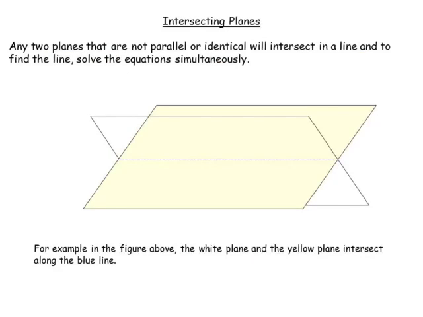The last topic we will talk about today is the fact that any two planes that are not parallel or identical will intersect. And when they intersect, they are going to form a line. So what we are going to work on is finding the equation of the line where our two planes are intersecting.